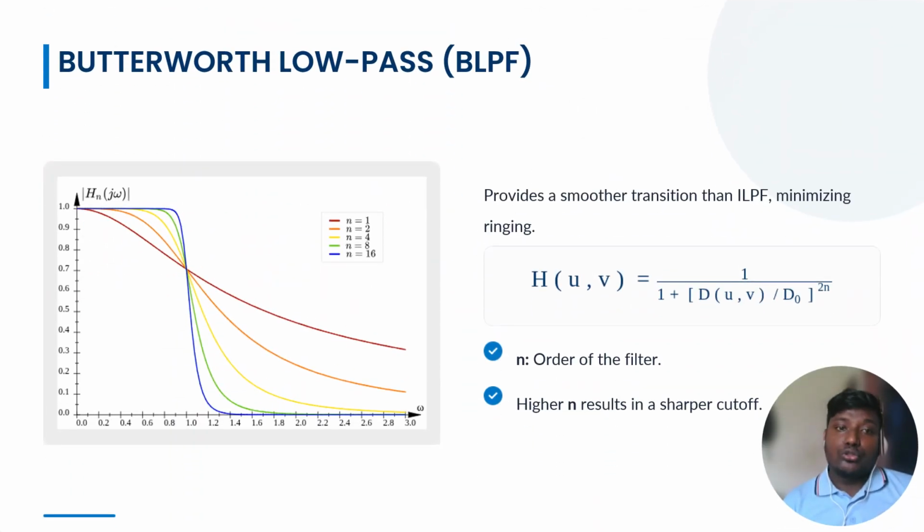The Butterworth filter provides a smoother transition than the ideal filter. By adjusting the order, we can control the slope of the cutoff. In lower orders, the ringing effect is significantly reduced, making it much more useful for practical applications.